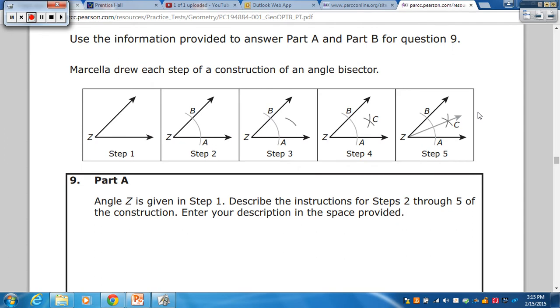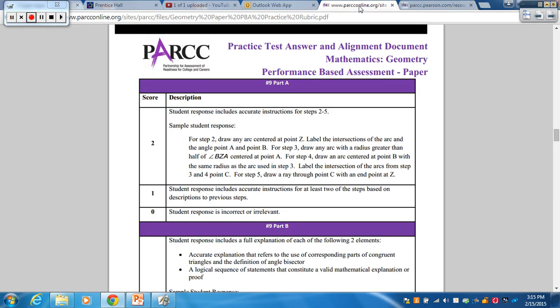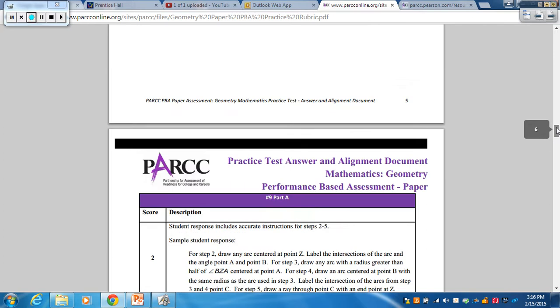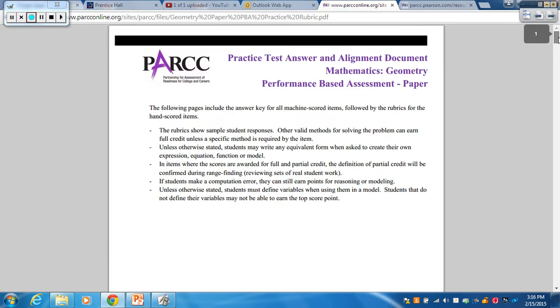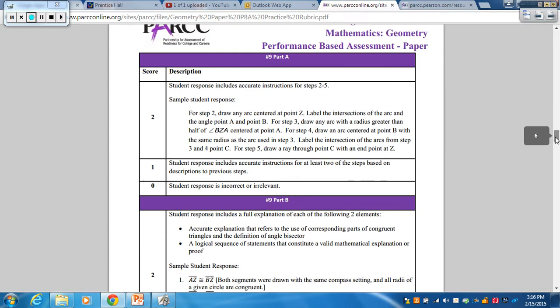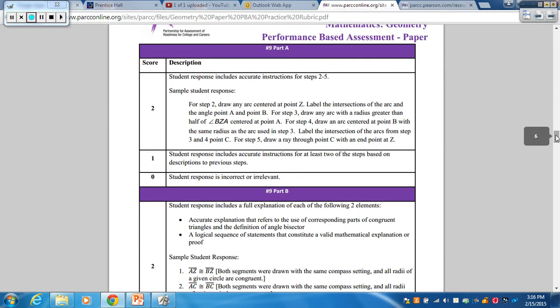Now, one thing I do want you to see, go back to that. This was the document right here. I don't know what page this is. That doesn't say. This is 6, okay? This is the answer document that I alluded to at the very beginning. If you go down to page number 6, right here in the part A, it tells you what they want or what they're looking for, okay? And so understand that there's probably a little leeway as you write that out.